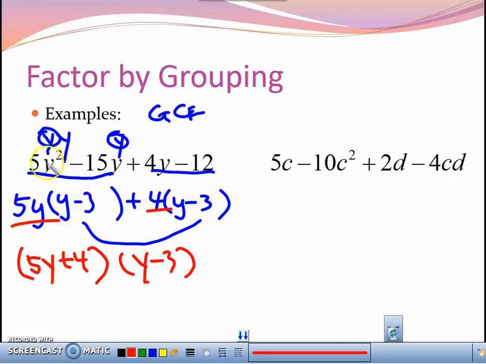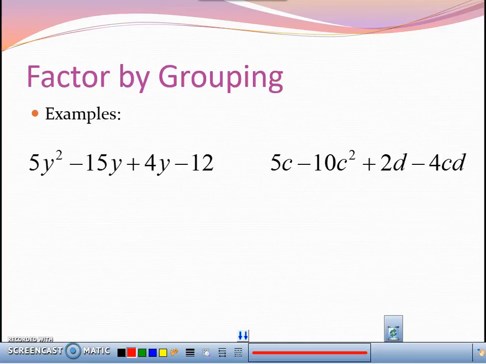If you FOIL this, you get these 4 terms. 5y times y is 5y squared. 5y times negative 3, negative 15y. 4 times y, 4y. 4 times negative 3, negative 12. So this is what they have in common. You just write them once. And this is it. Done. This is called factoring by grouping. So this is your answer: 5y plus 4 parentheses times y minus 3.